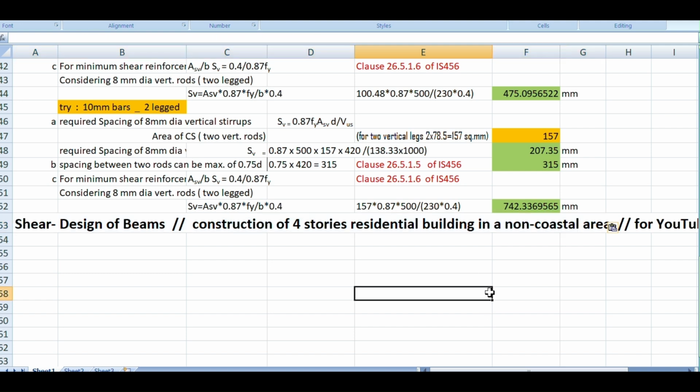I would like to do these calculations in the simplest form using an Excel sheet. Please continue for another two or three minutes.